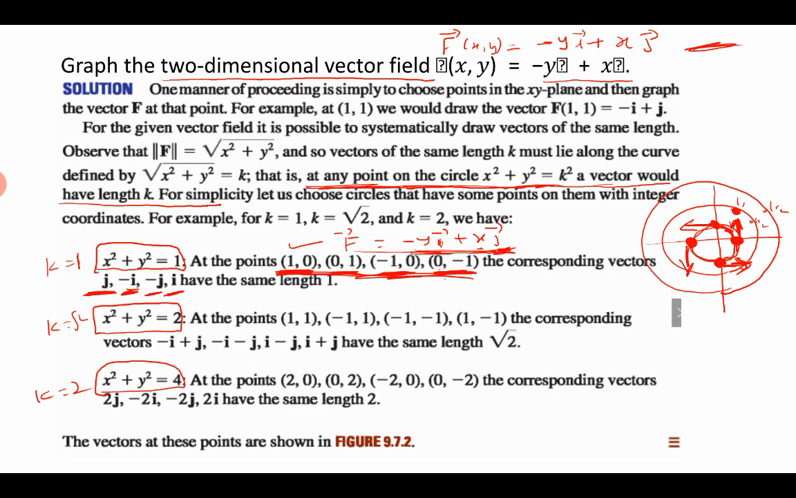This point is x is negative 1, y is 1. This point is both negatives, and this point is x positive, y negative, isn't it? So on these 4 points, substitute these 4 points in the vector field here and get 4 vectors. All the 4 vectors are given here. First point, second point, third point, isn't it?